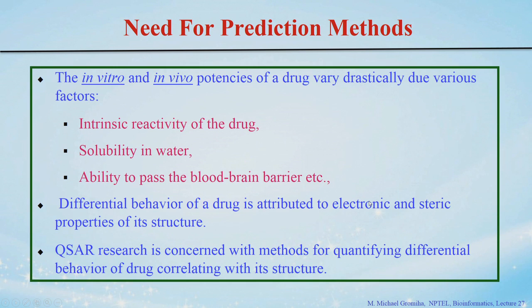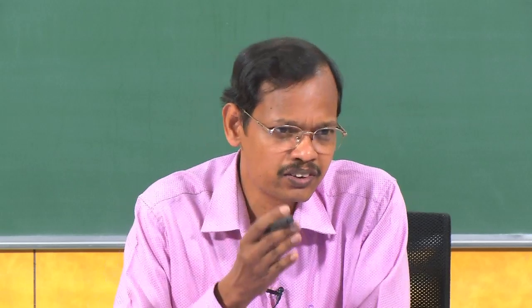For example, the reactivity of the drug or the solubility or the ability to pass the blood-brain barrier and a lot of other properties depend on the electronic and steric properties. In this case, if you relate these properties with the function, you can better develop a model, and that model will be helpful to narrow down the available ligand molecules.